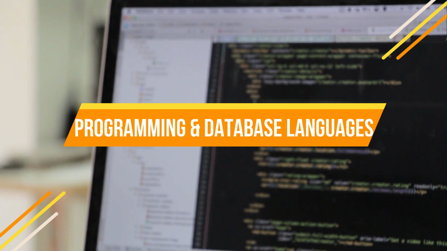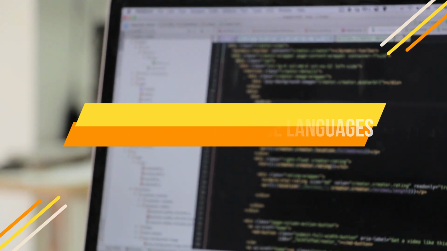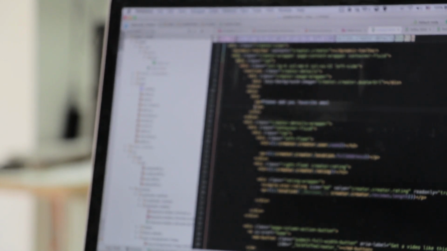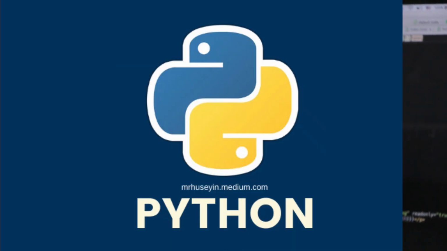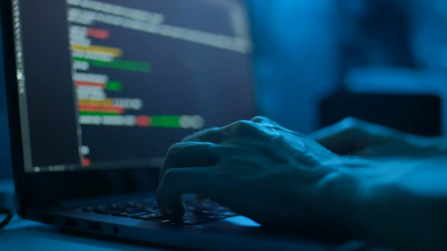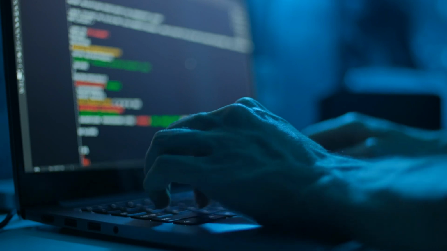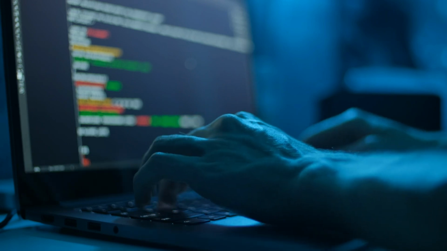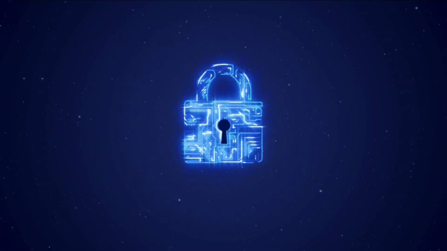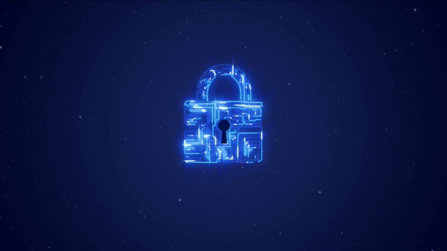Programming and database languages. Expertise in programming and database languages is an important skill set in the field of cybersecurity. Security professionals have a good understanding of complex systems. Cybersecurity specialists adept in programming languages such as Python, JavaScript, Bash, and many others can develop custom tools and scripts to automate security tasks, conduct penetration testing, and analyze vulnerabilities. Understanding database languages like SQL is very important to strengthen the security of data storage systems. They will also help to prevent SQL injection attacks, ensuring the integrity and confidentiality of sensitive information.